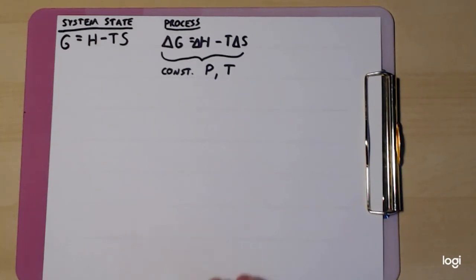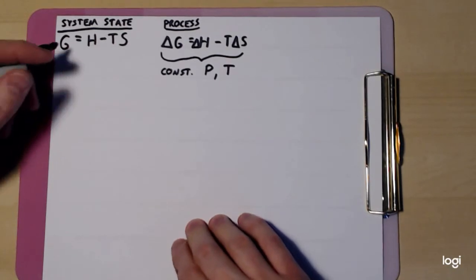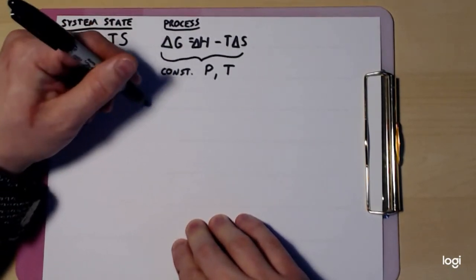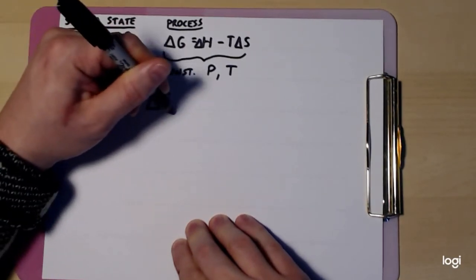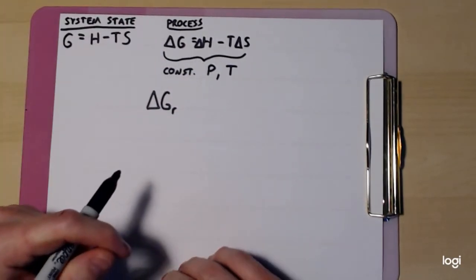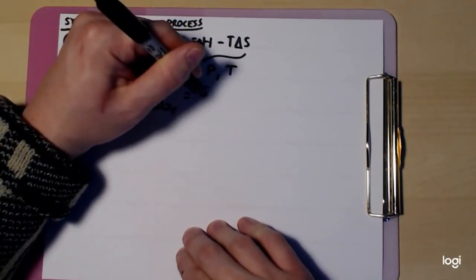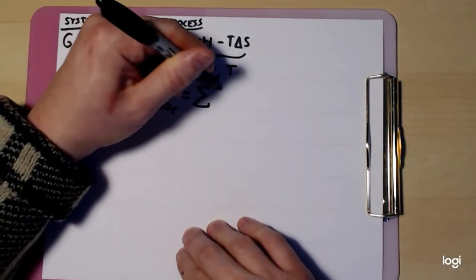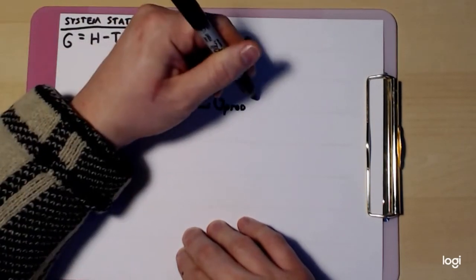Now, using this, we can restate the formula for the change in Gibbs free energy in a chemical reaction. We can state it as the Gibbs free energy of reaction, delta G sub R, is simply equal to the Gibbs free energy of the products summed minus the Gibbs free energy of the reactants summed.